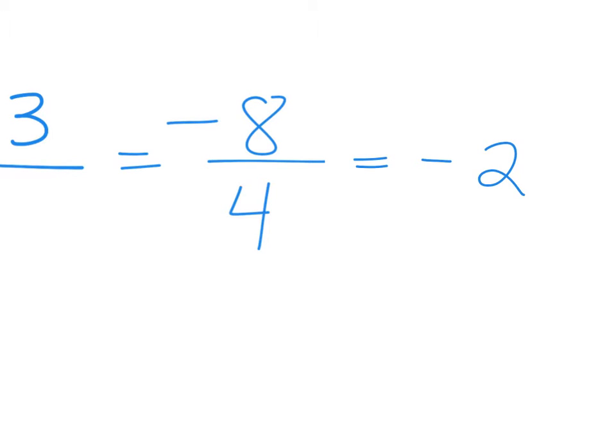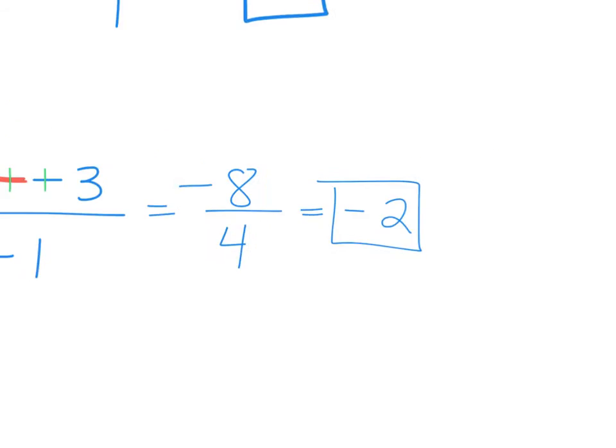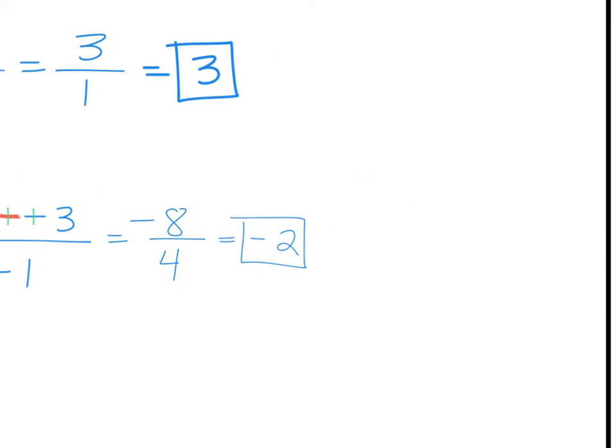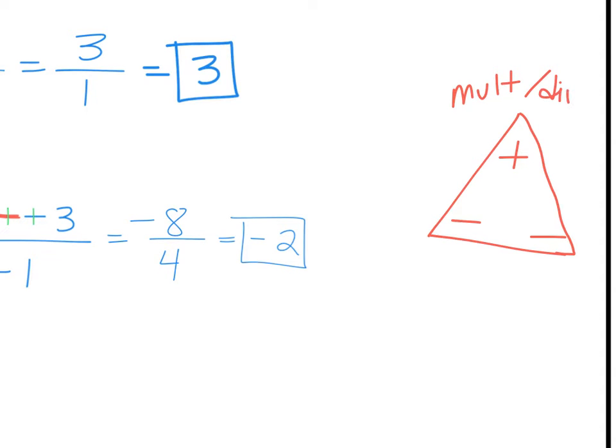Negative 2. If it helps you, I've got this little thing. Sometimes I draw this out for students, if I remember, to help you out when you are multiplying or dividing. A positive divided by a negative is a negative. A negative times a negative is a positive.